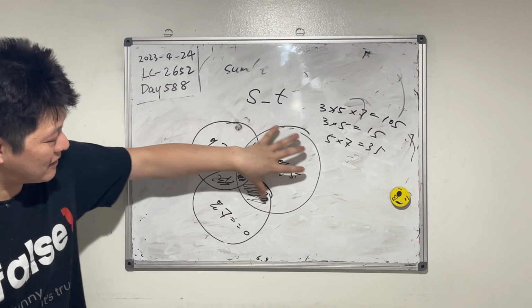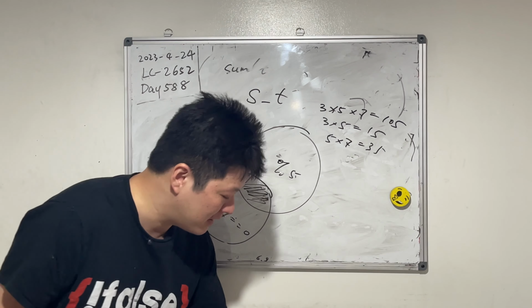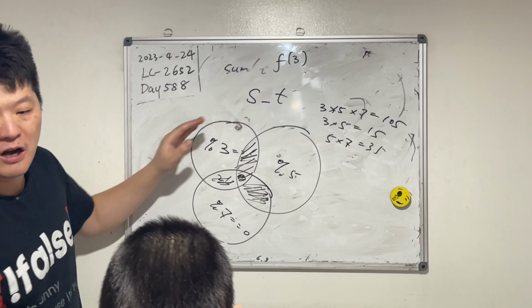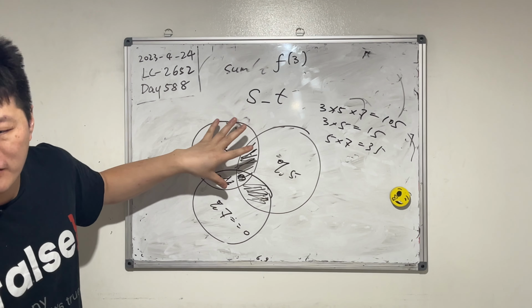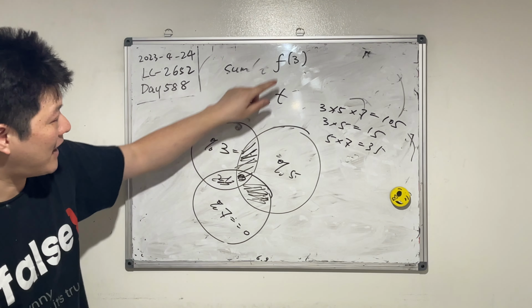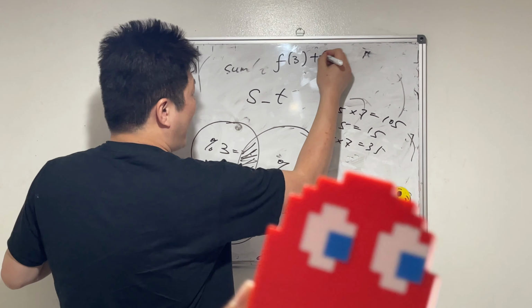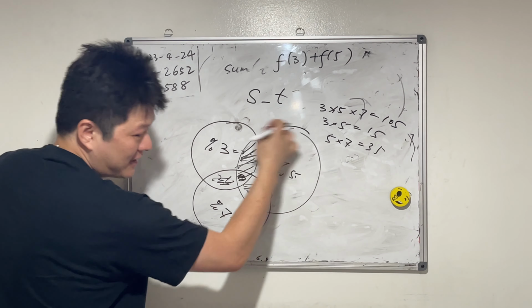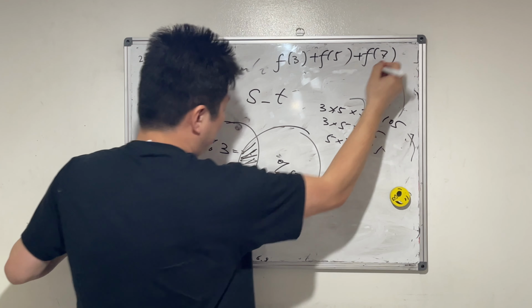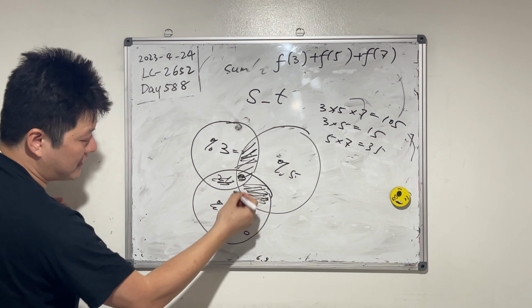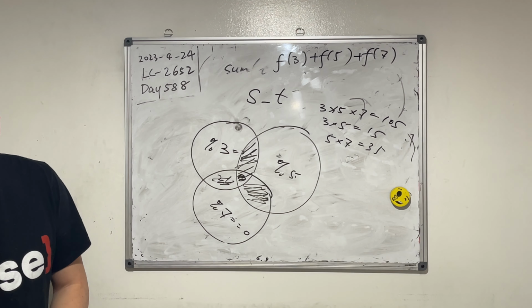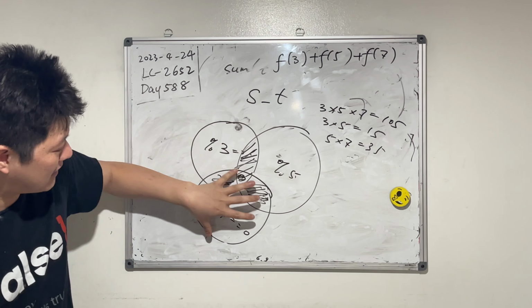The circles. We want to find out the sum, right? Let's say we use the F function. F3 means the sum of all the numbers in the range that can be divisible by 3. Plus F5, which is the sum of all the numbers in this circle, divisible by 5. Plus F7, which is all the numbers divisible by 7. Now we are overcounting, right? This circle plus this circle plus this circle.